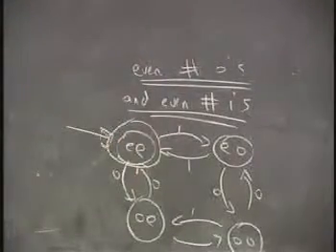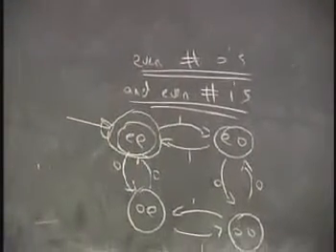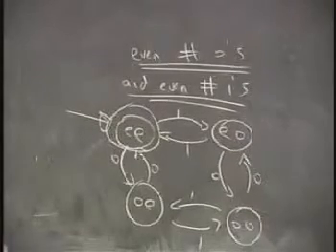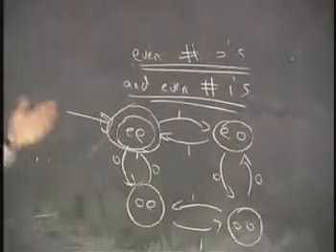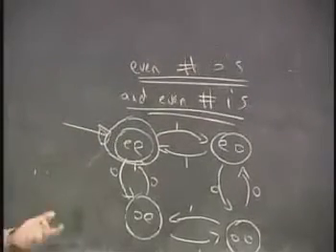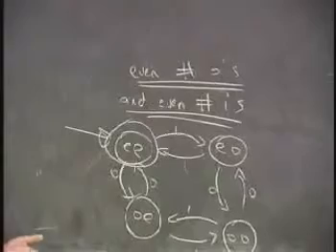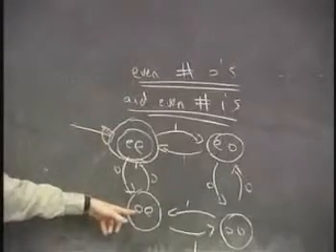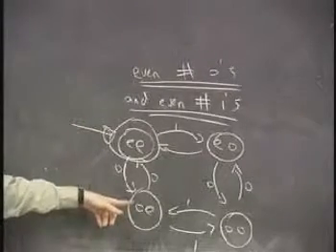All right. Notice there is not always a single final state. What if I gave you this problem? I want something with an even number of zeros and an even number of ones, or an odd number of zeros and an even number of ones. Then it would be both of these being in the final state.